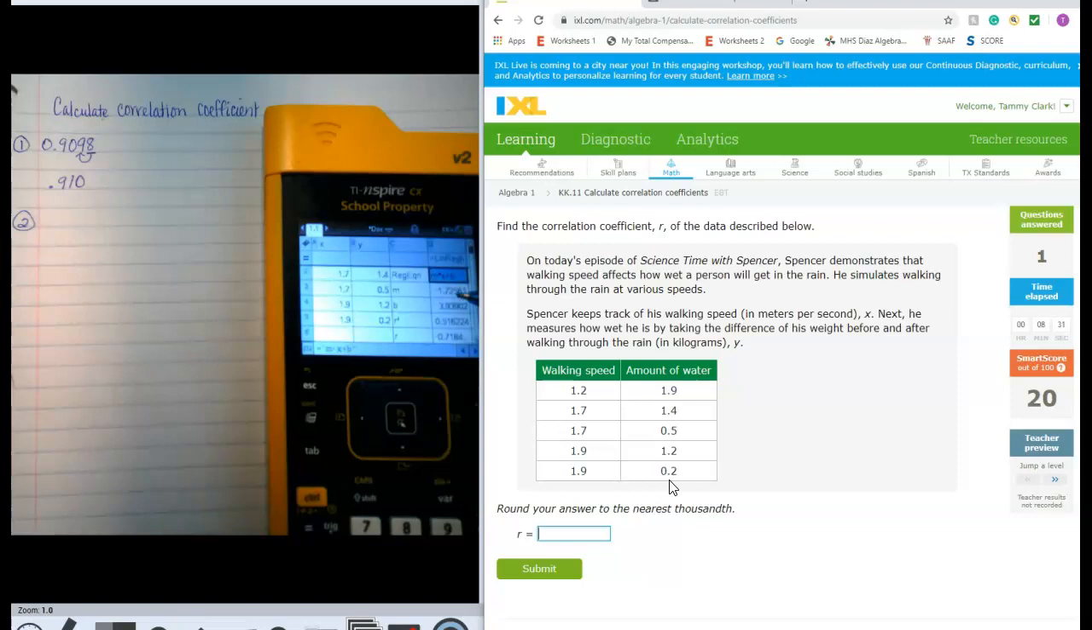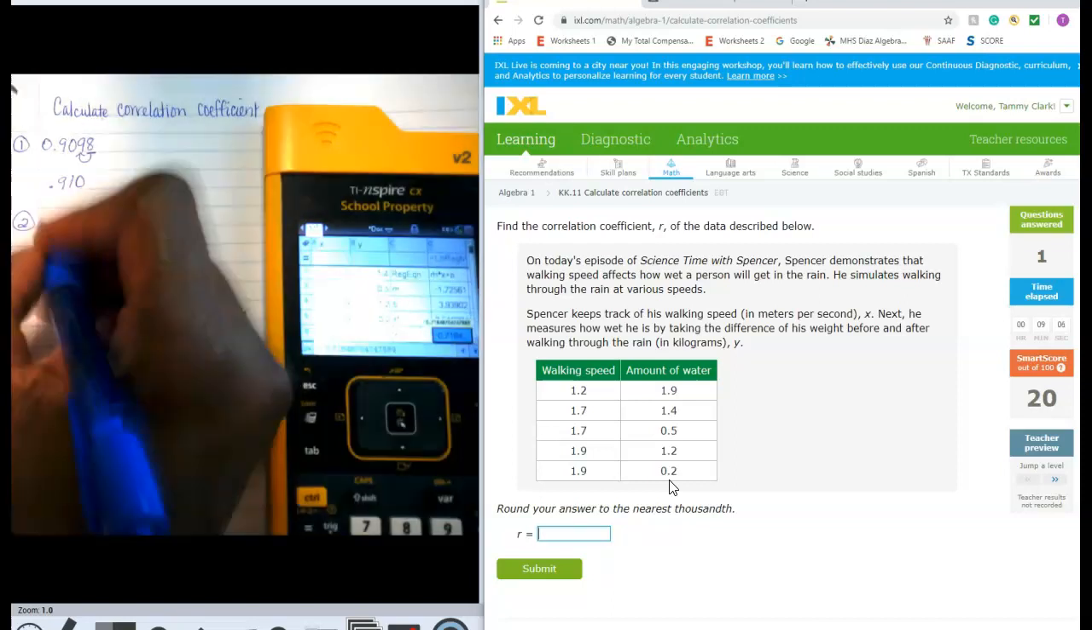Our slope is negative 1.72561. Our y-intercept is 3.93902. And this is what we want right here: negative 0.7184. Now I want to make sure that it's the same here. Negative 0.7184. Remember I said use this number down here because sometimes IXL will round for you and then you'll think you need to round again and it'll be counted wrong.